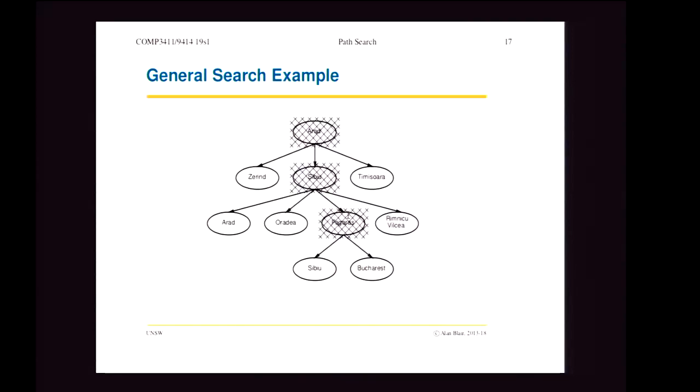The set of all possible paths, in fact, forms a kind of natural tree structure. And what we're trying to do is find the path somewhere in that tree. So this is actually a solution here. Bucharest is the place we were trying to get to.